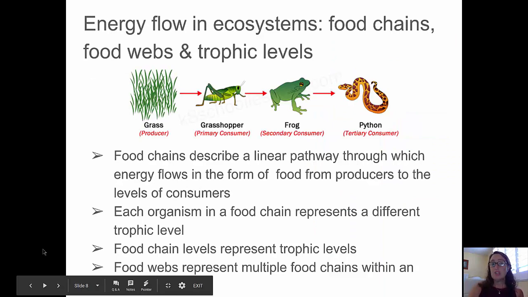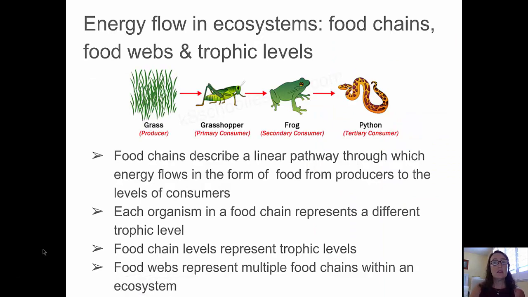So turning now to energy flow in ecosystems, we need to think more broadly about food chains and trophic levels, and food webs. So here we see a very simple food chain which describes this linear pathway through which energy flows in the form of food from the producers to the different levels of consumers. So here we see a python, the tertiary consumer, who has eaten a frog, a secondary consumer, who has eaten a grasshopper, a primary consumer, who has eaten grass, which is the producer.